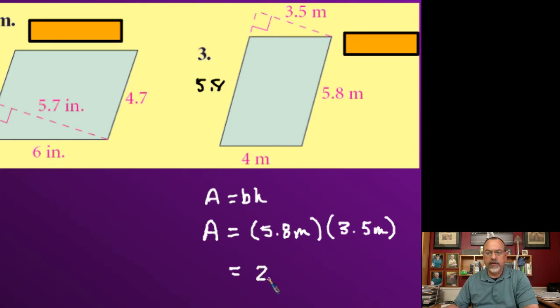Multiplying those two together, I get 20.3, and then multiplying the words together, meters times meters is meters squared. And so you can see that the area of this parallelogram is 20.3 meters squared.